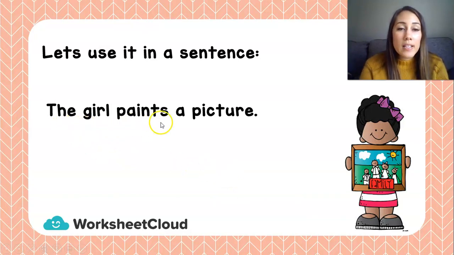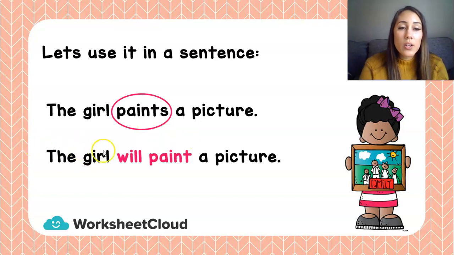The girl paints a picture. We already know that paints is our verb because we've used this picture already. And paints is in the present tense. She is busy doing it or it happens today. So paints is my verb. Now I need to think about how is my verb going to change for it to be in the future. We said that paint or paints becomes will paint. The girl will paint a picture.